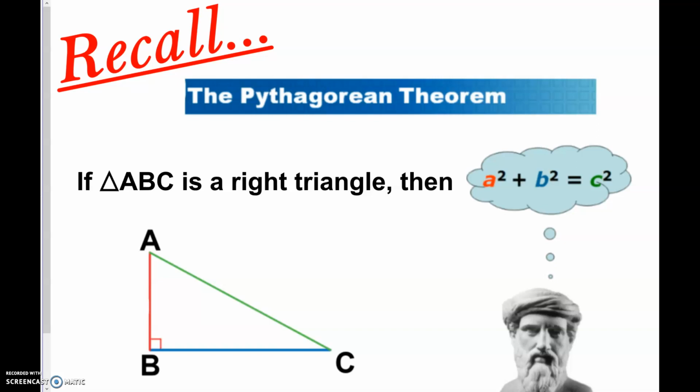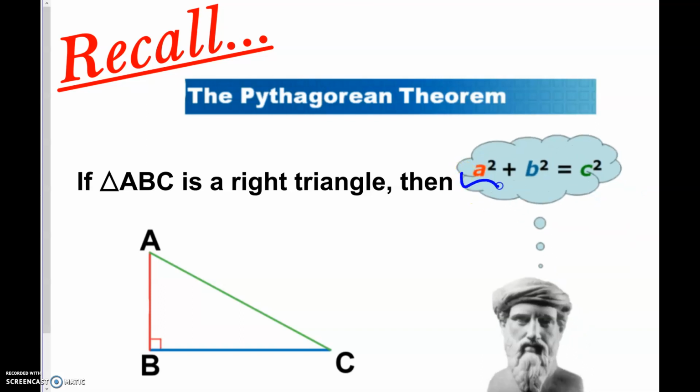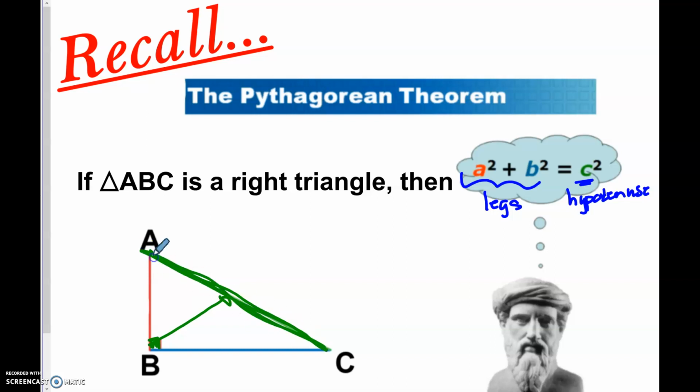So recall the Pythagorean theorem: if triangle ABC is a right triangle, then a squared plus b squared equals c squared. The two big things that we need to remember are that a and b are the legs of the triangle, and c is always the hypotenuse. The hypotenuse is always the side opposite the right angle, which is going to be the longest side.